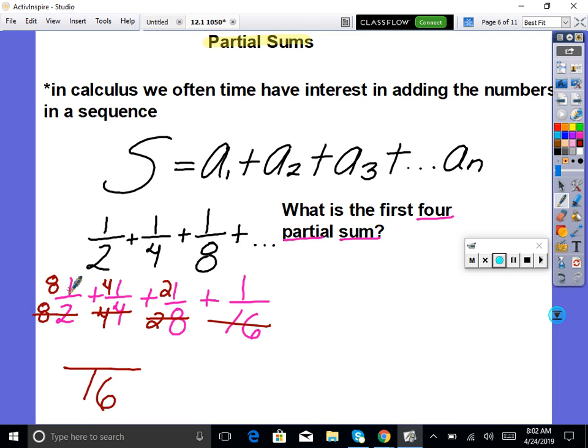8 times 1 is 8. 8 plus 4 times 1. 8, 9, 10, 11, 12, right? 13, 14, 15. So it sums up to be 15 over 16.